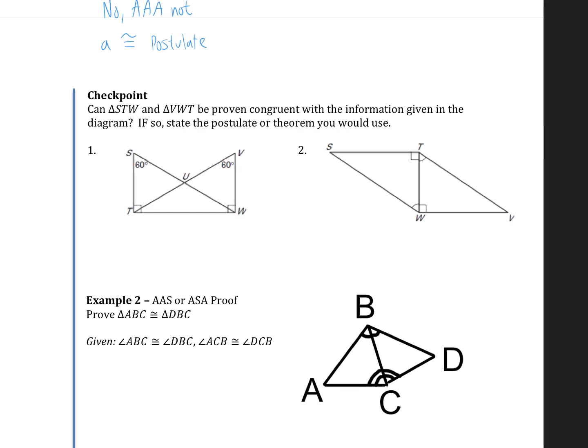Okay, these checkpoints, see if you can do these checkpoints. Now we've gone through a few of them, see how you do. All right, so can they be proven congruent with the information given in the diagram?